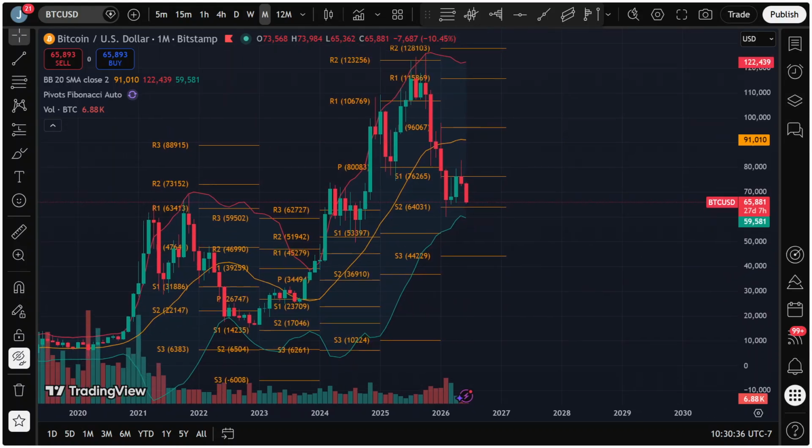But again, I wouldn't really anticipate the price going much lower than 60K in the month of June. And then again, Kevin Warsh is going to get on stage, do his little dance for the Fed, and then I would imagine the price reverses.